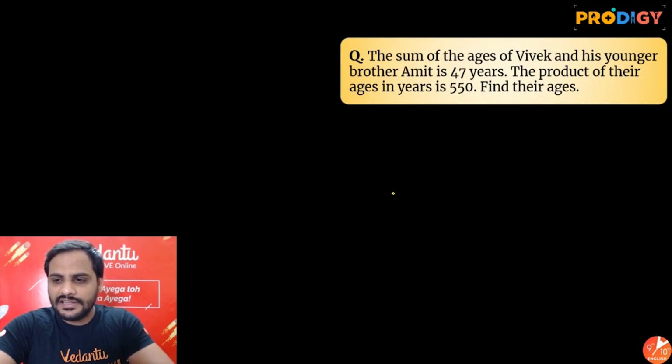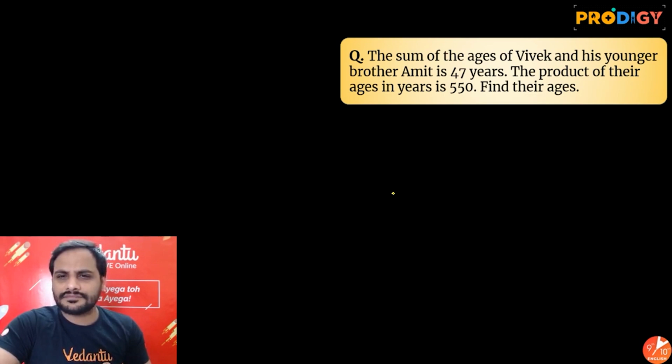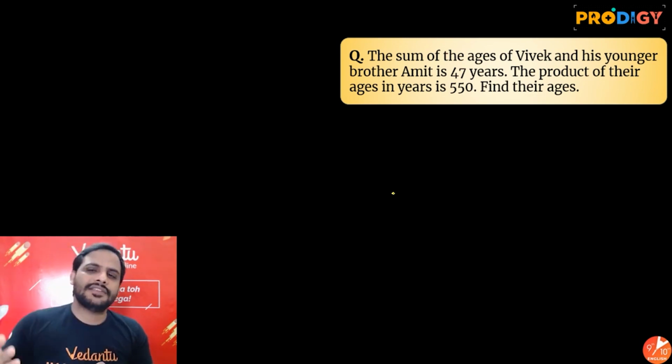The first question is comparatively very easy. The sum of the ages of Vivek and his younger brother Amit is 47 years. The product of their ages in years is 550. Find their ages.